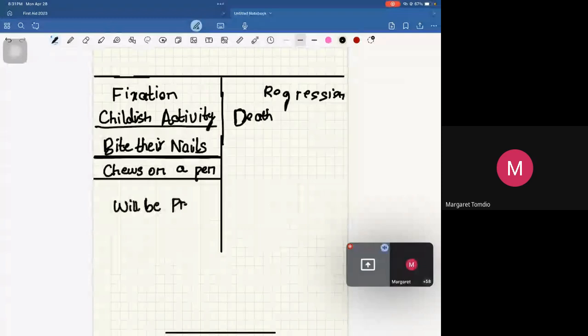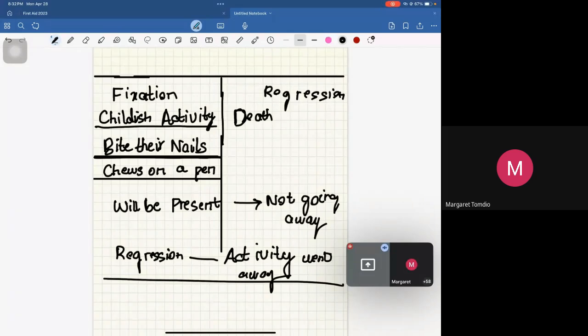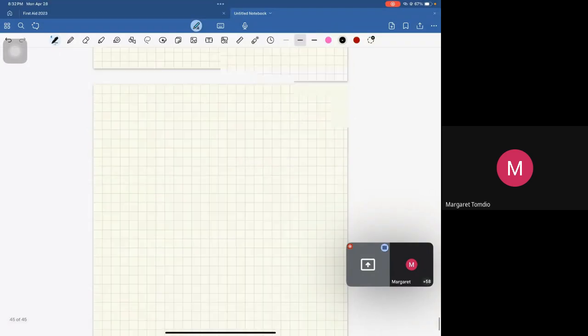It is present from childhood and it's not going away. Whereas in regression, that activity went away and the patient does not have that activity anymore, but all of a sudden it came back. So this is regression and that was fixation. In fixation, there was no cure for that thing, but in regression, there was a cure and it is not present anymore.